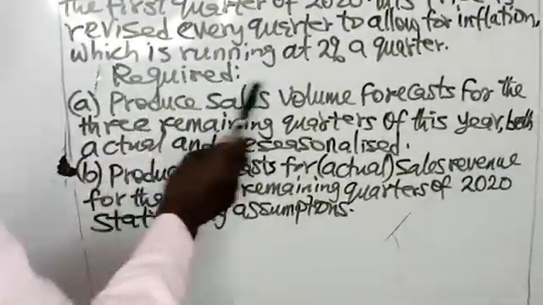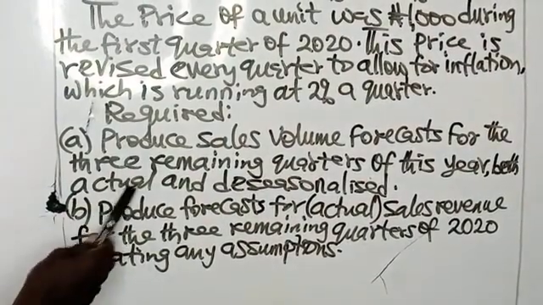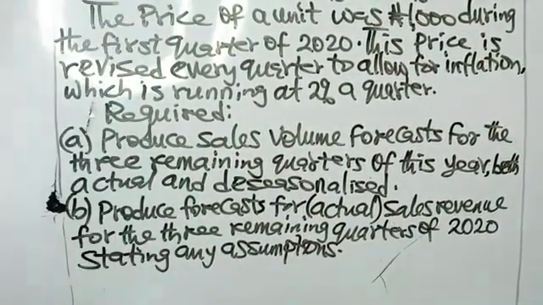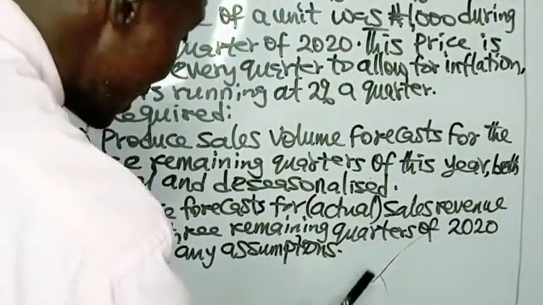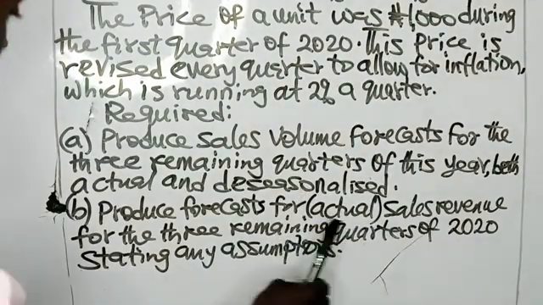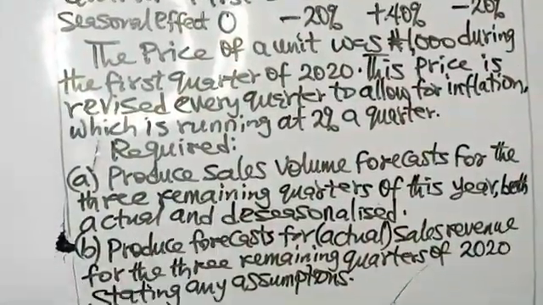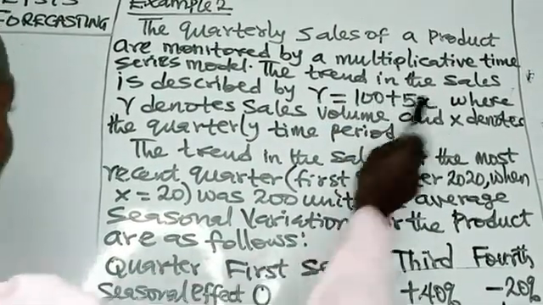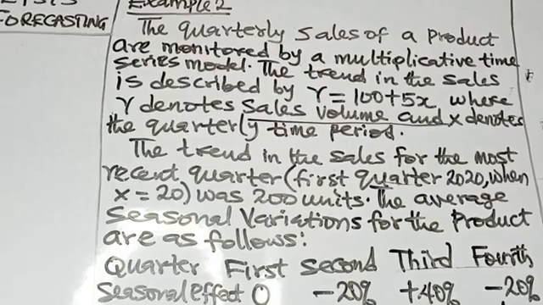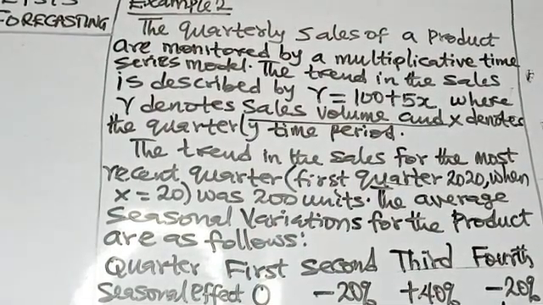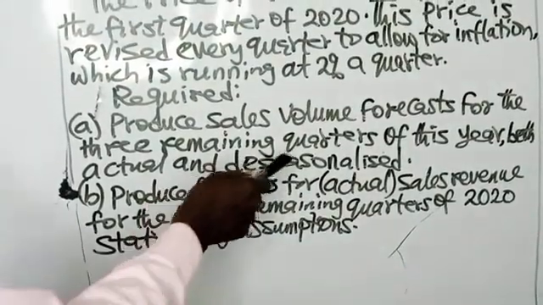Required. A. Produce sales volume forecast for the 3 remaining quarters of this year, both actual and deseasonalized. B. Produce forecast for actual sales revenue for the 3 remaining quarters of 2020, stating any assumptions. Back to A. You want to produce the sales volume forecast for the remaining 3 quarters. You were given the formula y equal to 100 plus 5x, and you were told y denotes sales volume and x denotes quarterly time period. That means you have to produce the value of y.